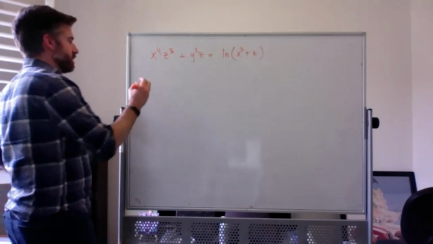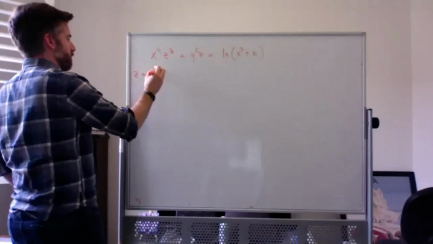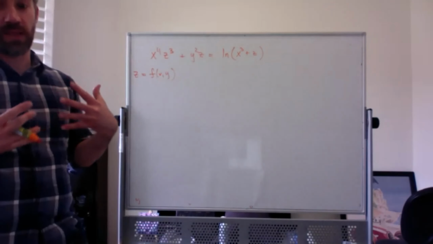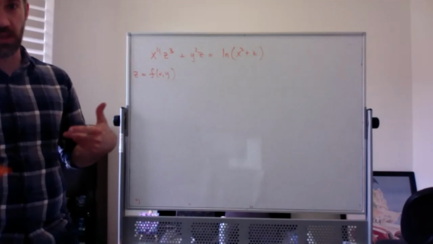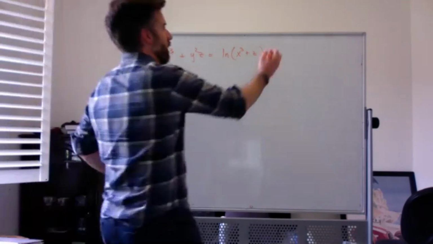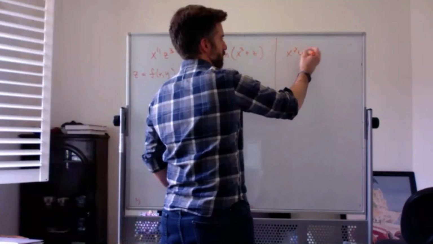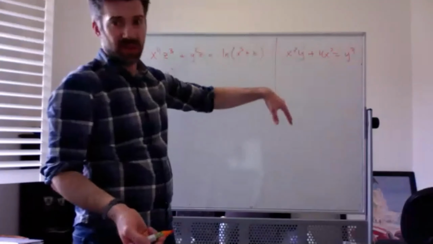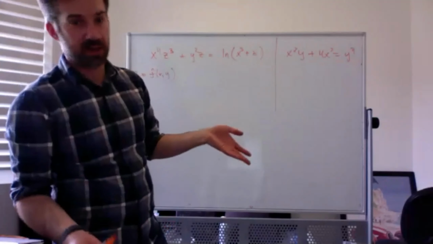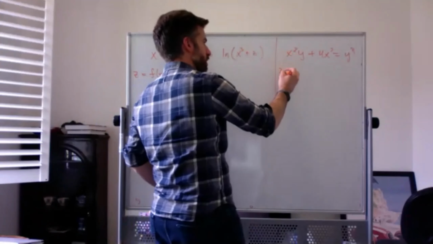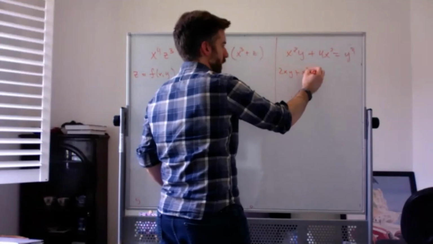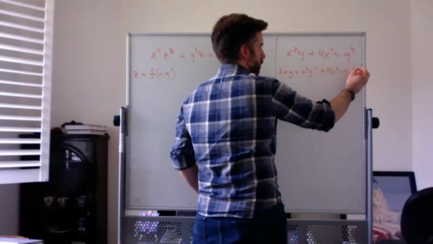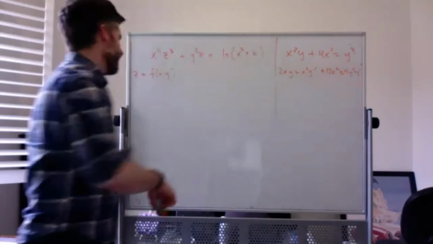So the idea here is that z is a function of x and y. x and y are still both independent variables, but z is dependent upon them. Just like way back in the day, when we did x squared y plus 4 x cubed equal to y to the fourth, and we differentiated something like that, we were pretending that y was a function of x. When we differentiated this, we would get 2xy plus x squared y prime plus 12x squared equal to 4y cubed y prime. Same kind of thing is going to happen here.